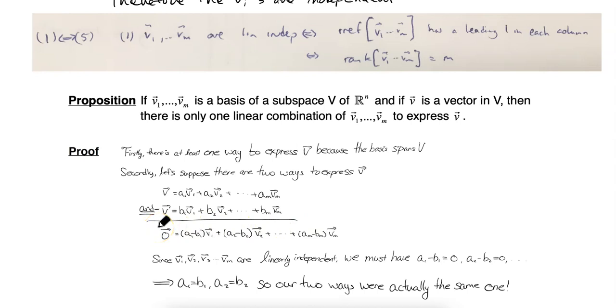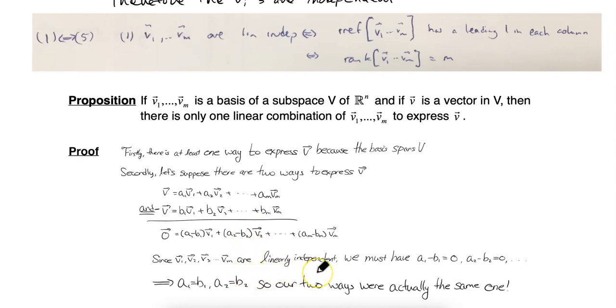Now, again, referring to the hypothesis that v1 through vm is a basis, it means that v1 through vm are linearly independent. If they are linearly independent, what is the only solution to this equation? It would be that every factor in front of the vectors is 0. a1 minus b1 has to be equal to 0, a2 minus b2 has to be equal to 0, and so on. But what does that mean? It means that a1 is equal to b1, that a2 is equal to b2, etc.